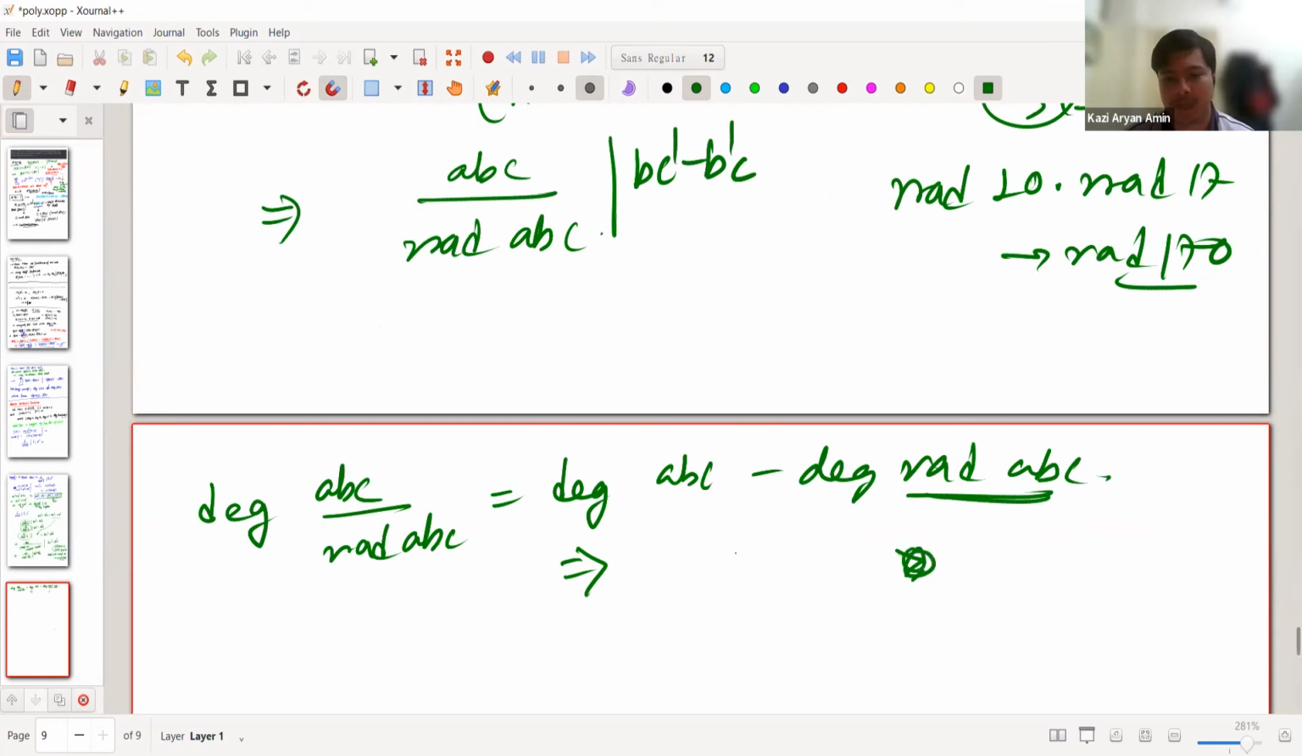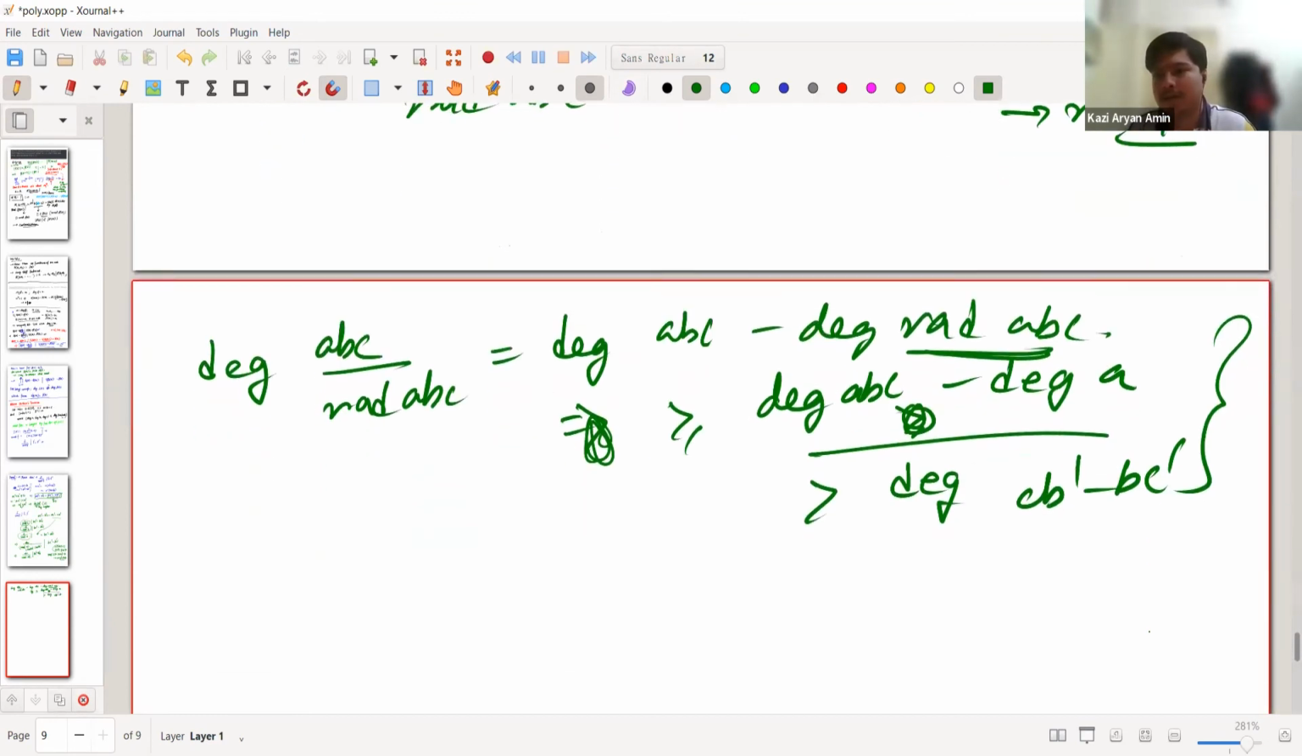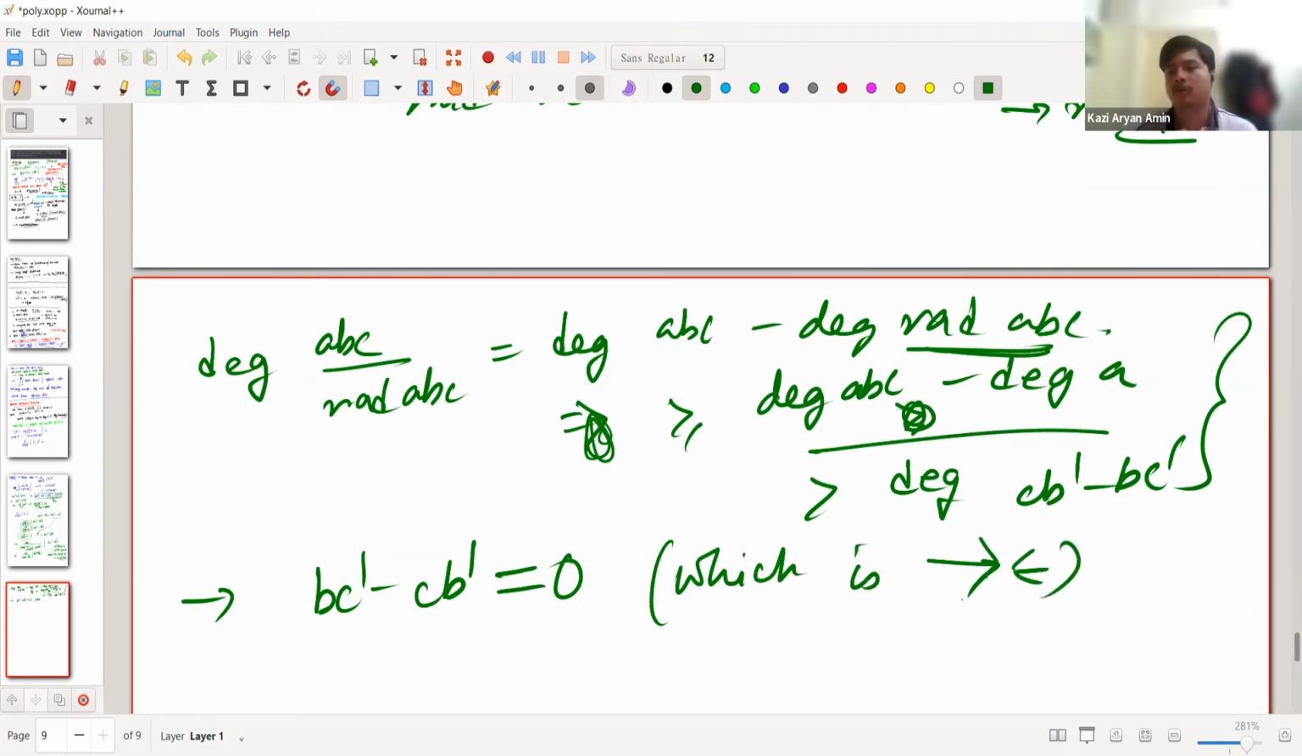If the theorem were false, then we could just assume that this is greater than A, right? Not greater, I think more like this. Did I just mess up the signs? Okay, sorry. This is greater than A, and this is obviously greater than CB dash minus BC dash. Because of the degree bounding, BC dash minus CB dash must be 0, which is a contradiction.